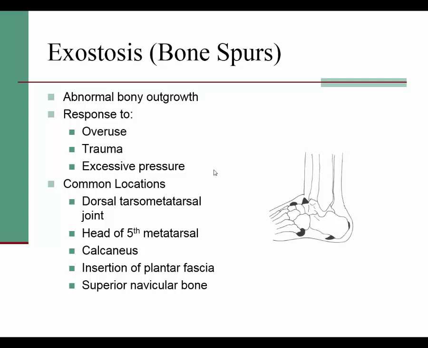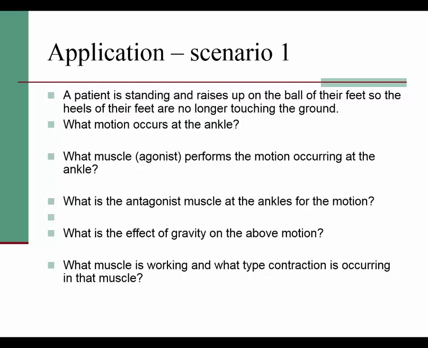A patient is standing and raises up on the ball of their feet, so the heels of their feet are no longer touching the ground. So they come up on their tiptoes, basically. What motion occurs at the ankle? What muscle performs the motion occurring at the ankle? What's the antagonist or opposite muscle group? What's the effect of gravity? And what muscle is working and what type of contraction is occurring in that muscle?